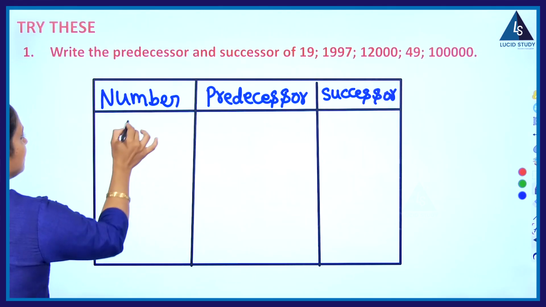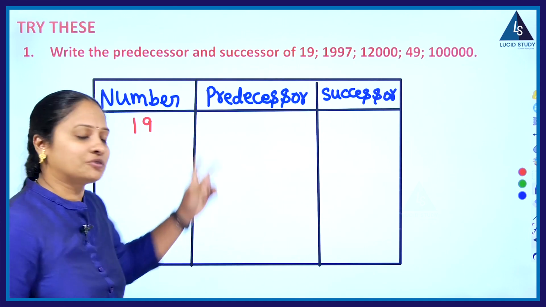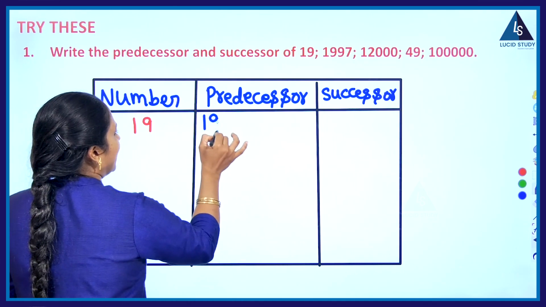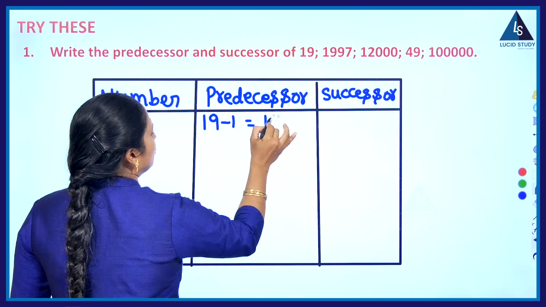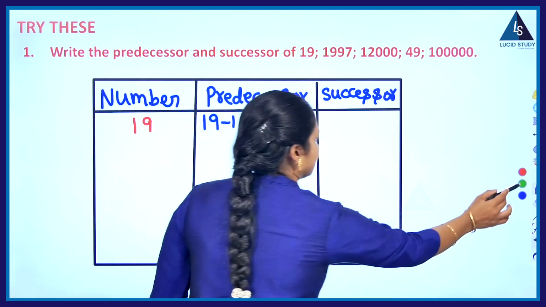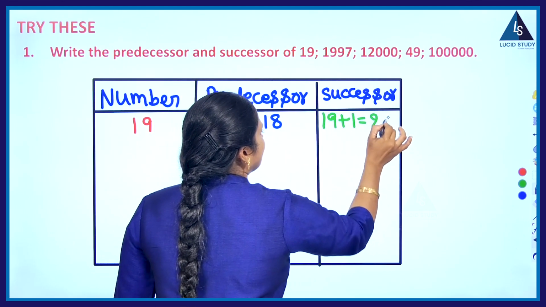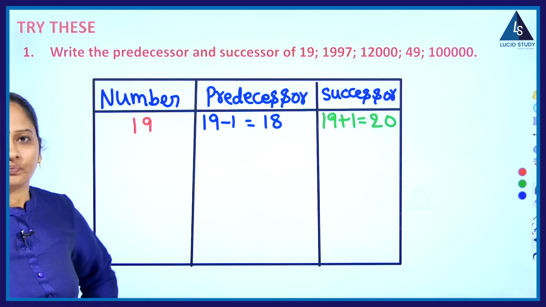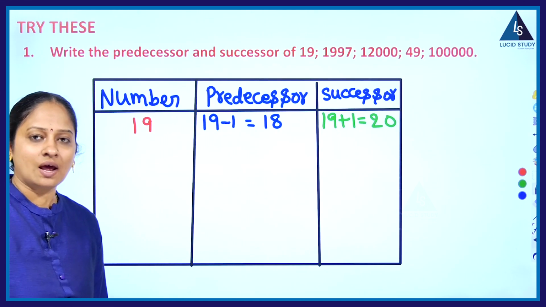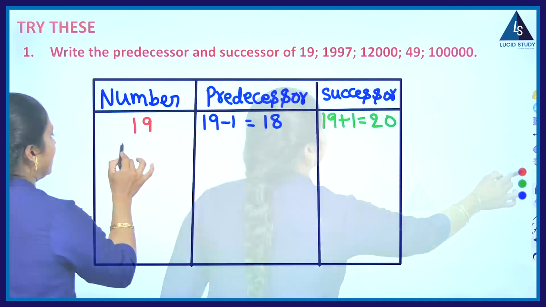What is the first number? 19. How will I get its predecessor? Yes, by subtracting 1. So, 19 minus 1 equals 18. How do I get its successor? Yes, by adding 1 to that number, we will get its successor. Very easy. Before number is called predecessor, after number is called successor.